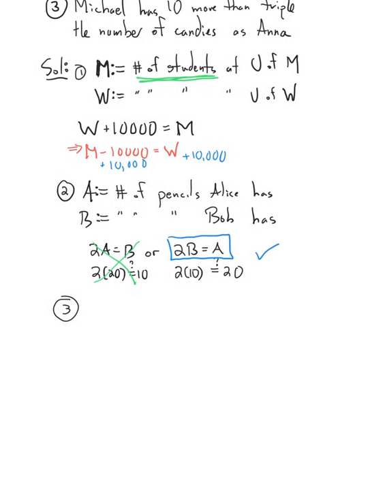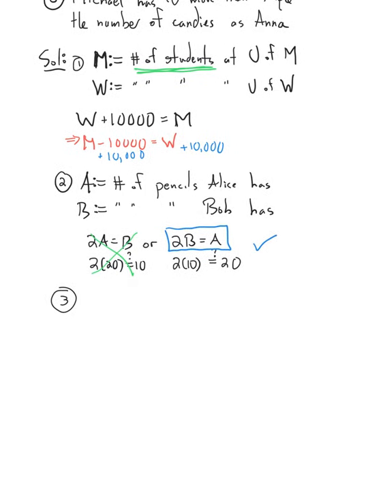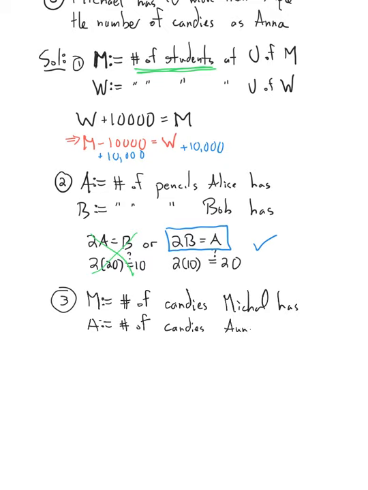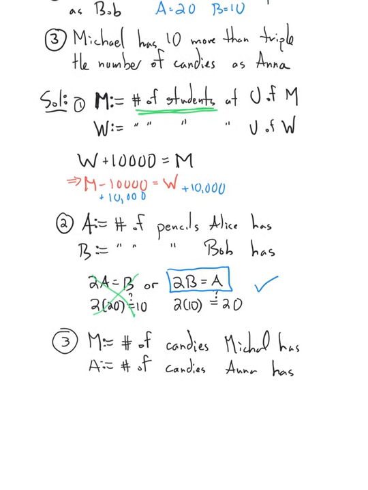So again, we're interested in the number of candies of Michael and Anna. So let's use M as the number of candies Michael has, and A will be the number of candies that Anna has. All right. I'm going to scroll up just a little bit so we can see the expression.